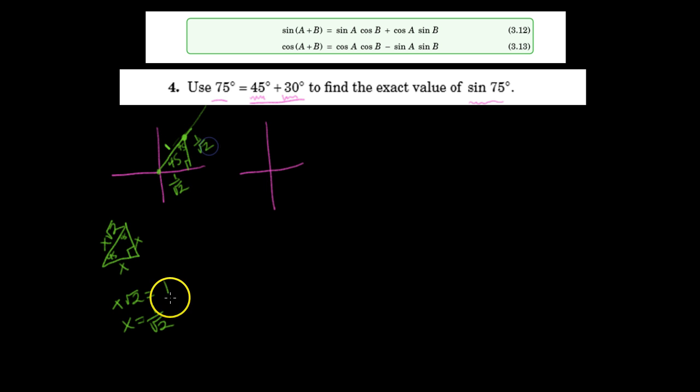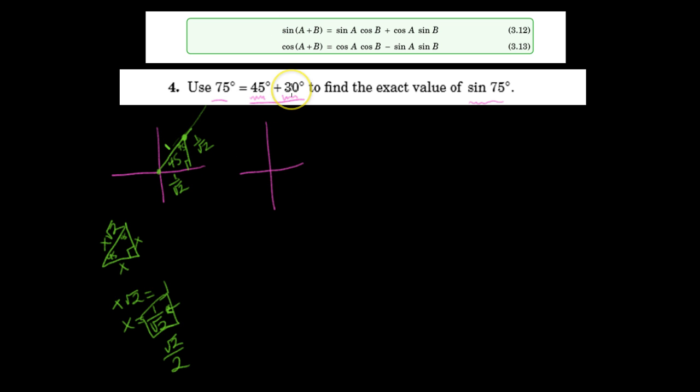Now some books will keep it like this, and some books will write it by rationalizing the denominator as root 2 over 2. I don't mind you keeping it as 1 over the square root of 2, but be aware of both of these situations. I'll get to that in a second.